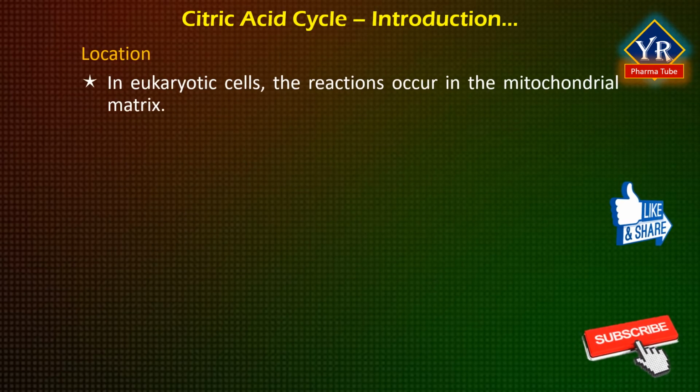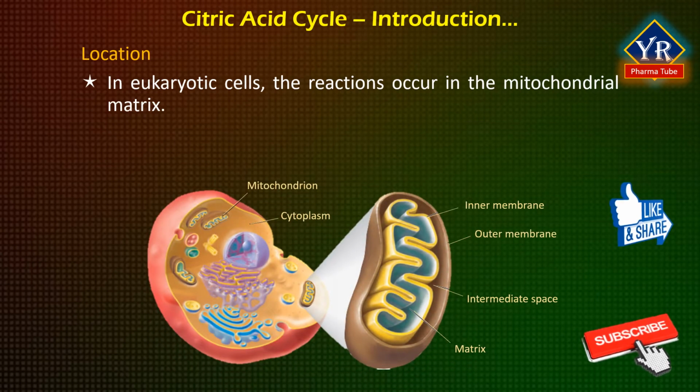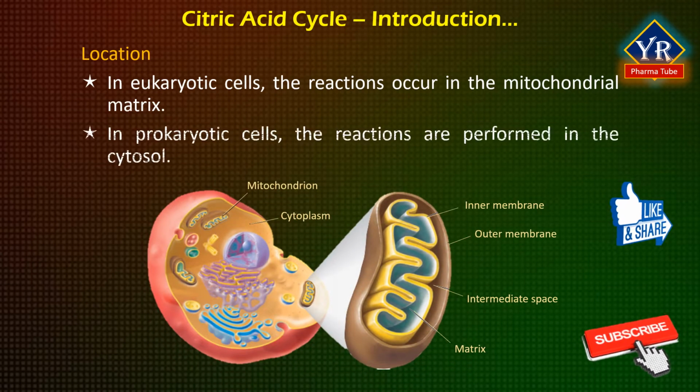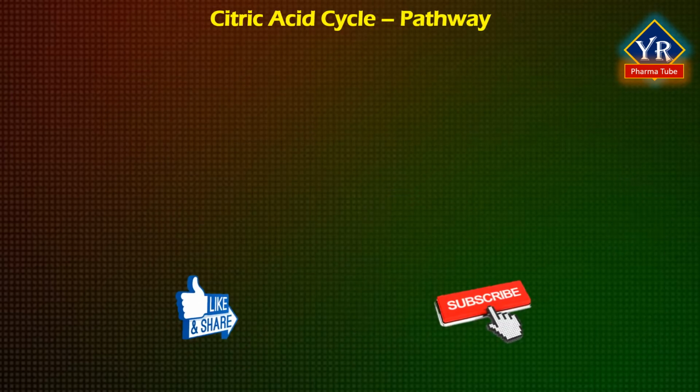In eukaryotic cells, the reactions of the citric acid cycle occur in the mitochondrial matrix. In prokaryotic cells, such as bacteria which lack mitochondria, the citric acid cycle reactions are performed in the cytosol, with the proton gradient for ATP production being across the cell's surface, that is the plasma membrane, rather than the inner membrane of the mitochondrion. The overall yield of energy containing compounds from the citric acid cycle is 3 NADH, 1 FADH2 and 1 GTP.